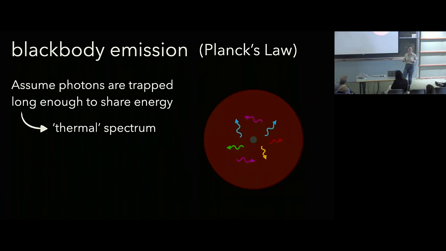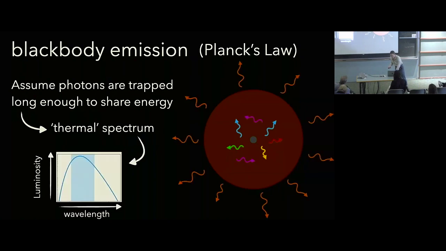It makes sense to think of the photons as trapped. And the photons are going to be reflecting and absorbing and re-emitting and sharing their energy. And then when they eventually diffuse out, what we'd expect to see in this black body emission case is a thermal spectrum that's peaked around a characteristic wavelength. So this is a plot of a thermal spectrum in luminosity versus wavelength, where there's a variety of wavelengths that are emitting, but it's really strongly peaked around this characteristic wavelength.